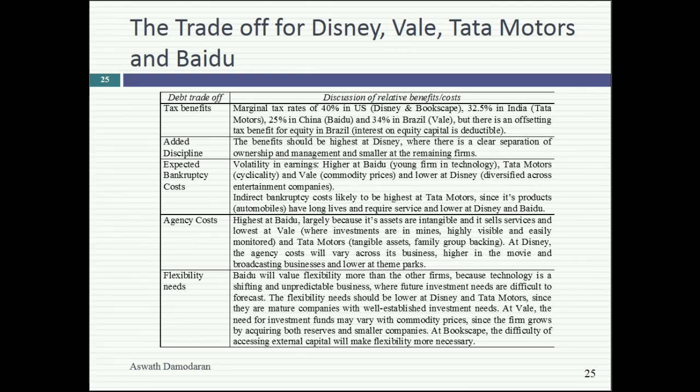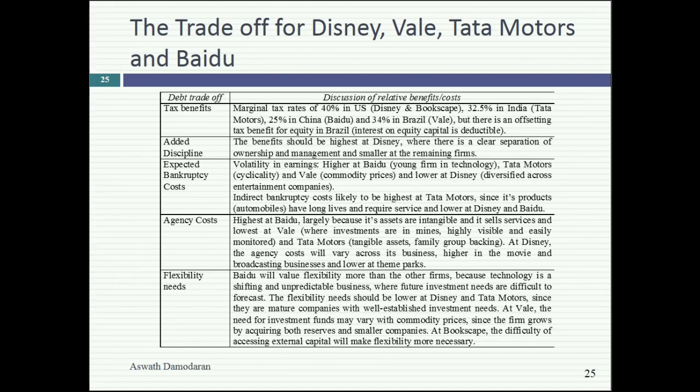With Baidu, I have a technology company. I'm concerned about the underlying risk in the business, so I'm not going to borrow very much money. Tata Motors is a cyclical company. In fact, of all 5 of my companies, Disney probably has the most predictable cash flows because it's in the entertainment business across multiple components of the business, in broadcasting, in movies, and theme parks. So from that perspective, I would expect again Disney to borrow more than the other companies. Already you can see on the first 3 issues, Disney is going to be the company that you'd expect to borrow the most money.